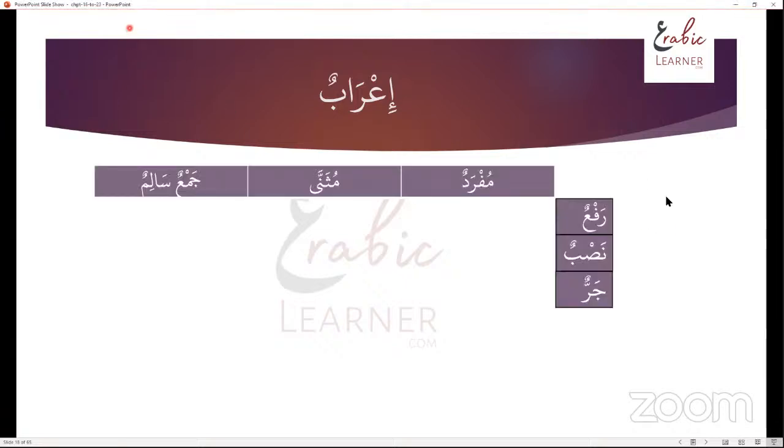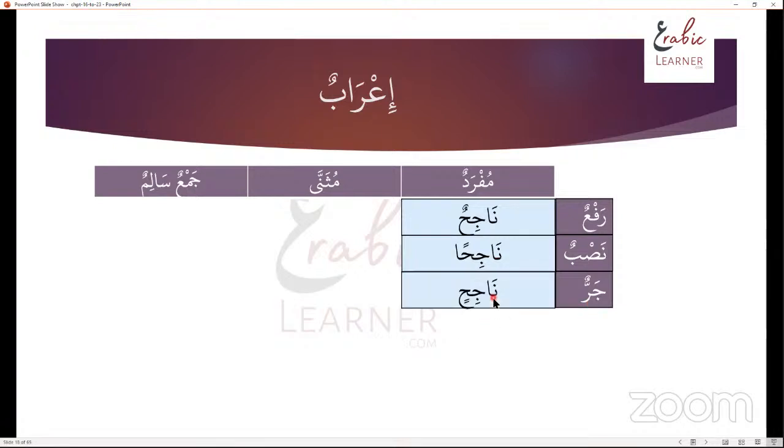So let's say najihun, which means successful. Now in the halat of rafa, it is najihun. In nasab, it is najihan, and in the halat of jar, it will be najihin. Okay, so this is fully flexible.